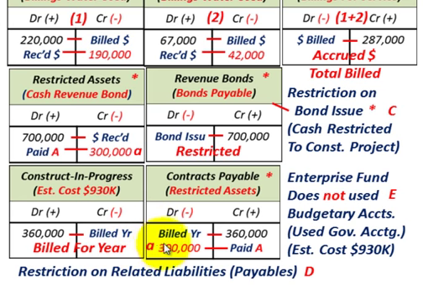Now let's say at the end of the year we paid $300,000 on that contracts payable. We billed $360,000, but we paid only $300,000. So on our contracts payable, we debit that for $300,000. Now remember, this contracts payable is a restriction on our liability. We can only pay it out of, let's go up and look at it, the restricted assets for the cash revenue from those bonds.